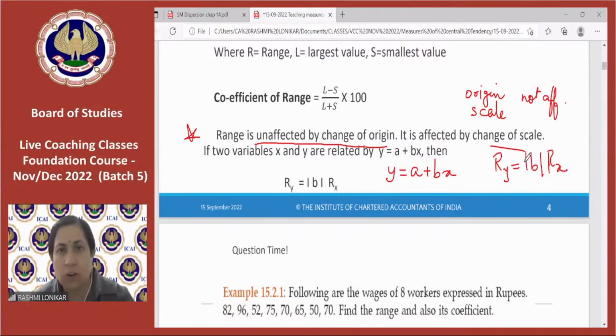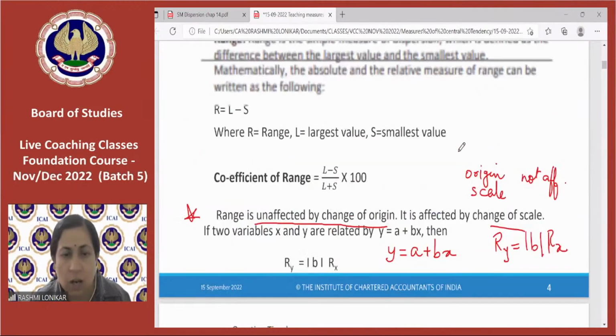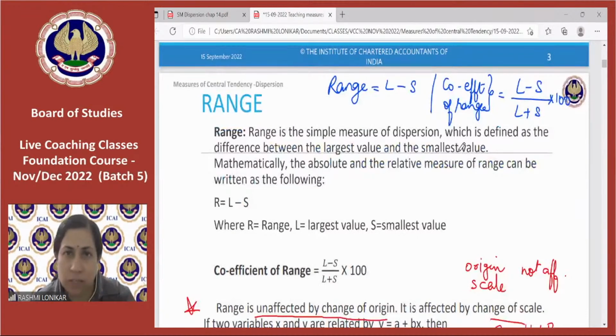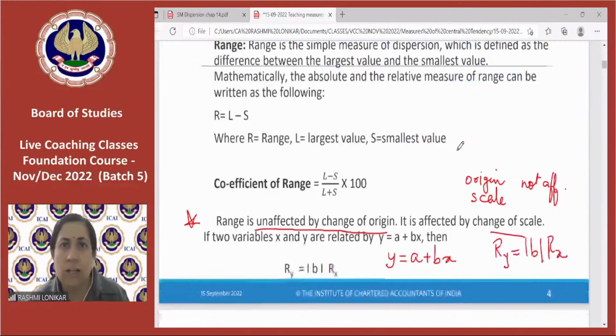So first we have talked about range. What is range? Range is simply the largest value minus the smallest value. What is the coefficient of range? L minus S upon L plus S into 100, where L stands for largest value, S stands for smallest value. And the third thing we have talked about is that range is unaffected by change of origin, but it is affected by change of scale. Ry will be equal to b into Rx.